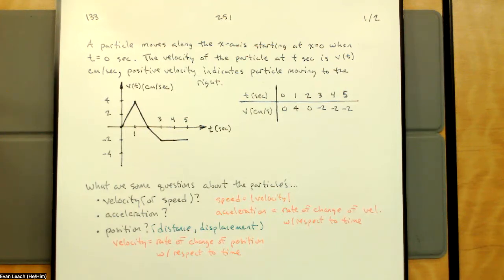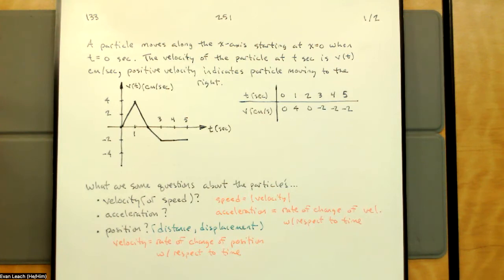So the particle is moving along the x-axis starting off at x equals 0 when t is equal to 0 seconds. The velocity of the particle is given by this function, v of t, in centimeters per second. A positive velocity indicates the particle is moving to the right. A negative velocity indicates that the particle is moving to the left. So our starting position is at x equals 0.